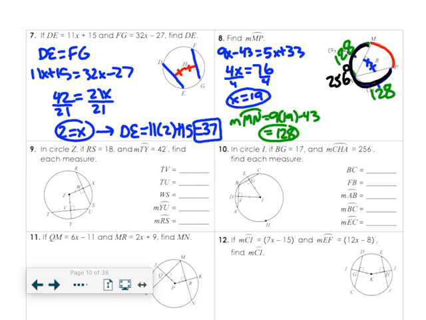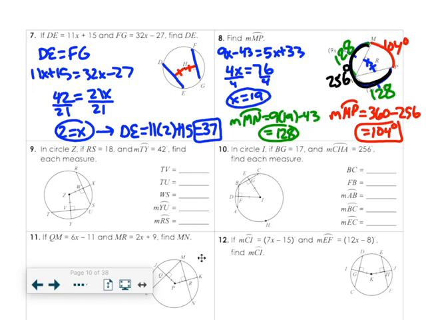So then to get the red arc, which is what I want, the measure of arc MP, that's just 360 minus 256. So that's going to equal 104. This one has to be 104. So that one had a couple of extra steps, but we got that final arc by using 360 degrees.